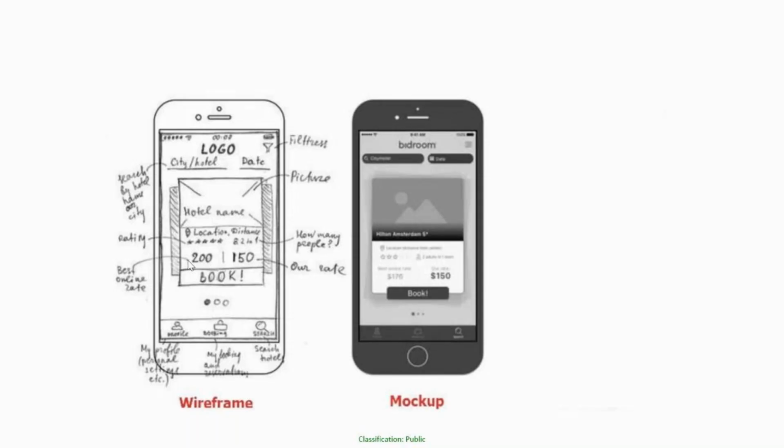Then what you do is you use this and show a mock-up. So you say, okay, based on your suggestions, we have created a mockup and this is how it looks like. This is your logo, this is the city and hotel selection option, this is the date selection option. This will have the images, this will have the actual price and discounted price, book option, and three options over here.